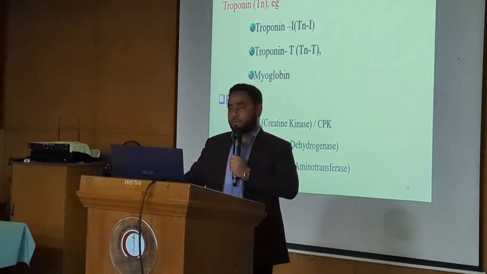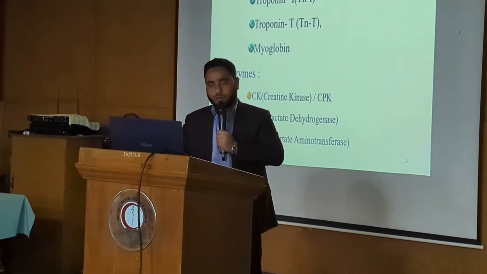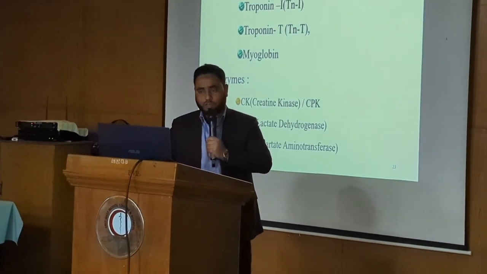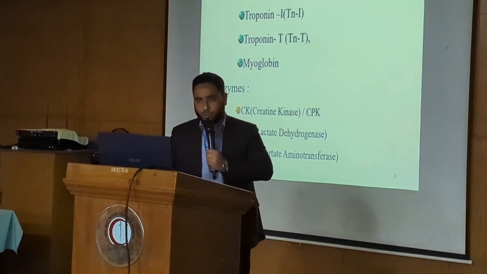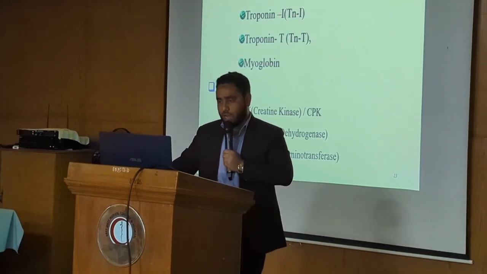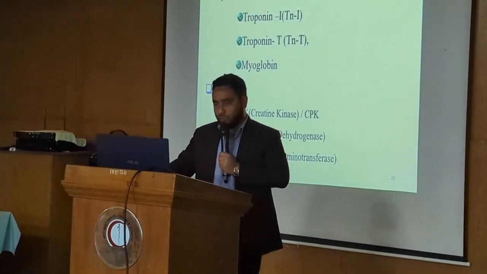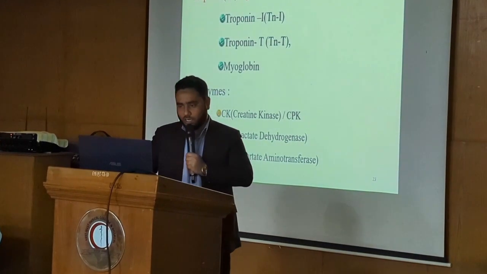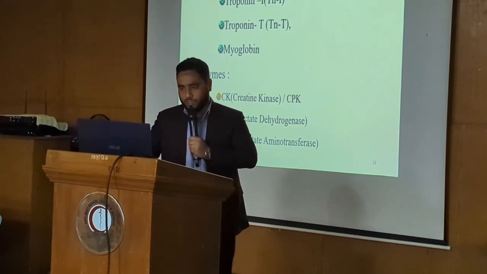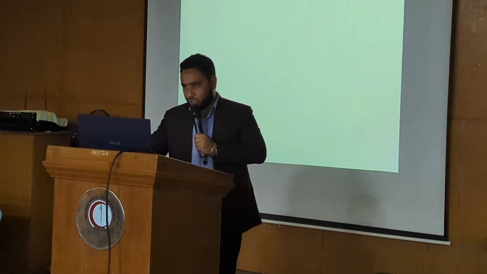What are the types of cardiac markers? Structural cardiac muscle proteins include troponin, commonly troponin I and troponin T, and myoglobin. And enzymes include creatine kinase, lactate dehydrogenase, and aspartate aminotransferase.